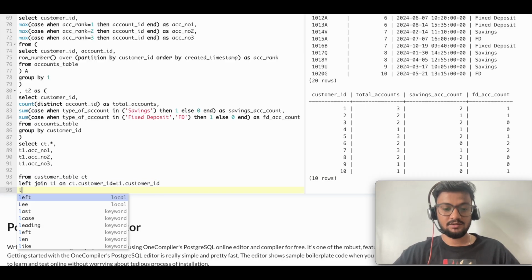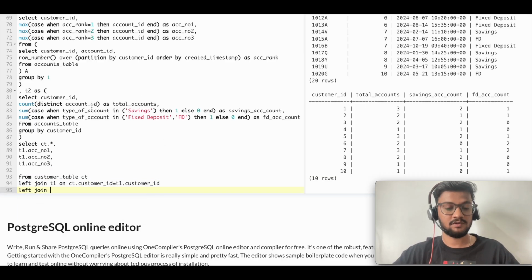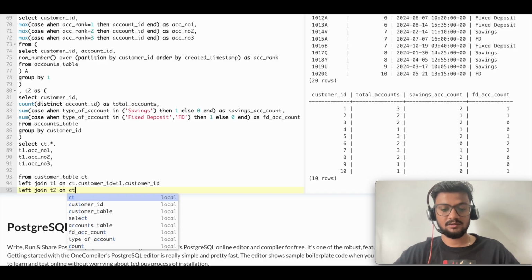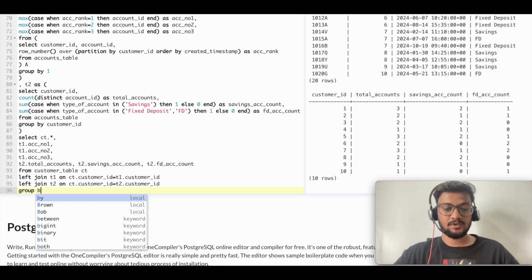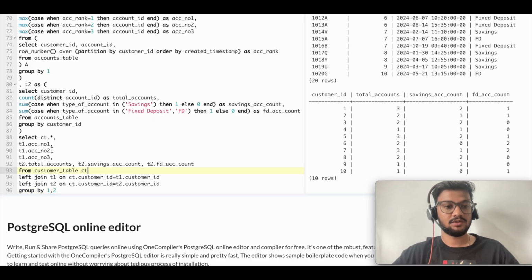Then another left join of the last table, same IDs, that is CT dot customer ID is equal to T2 dot customer ID. Now what we need from T2, that is T2 dot total accounts, T2 dot savings account count and T2 dot FD account count. Group it on 1 comma 2.